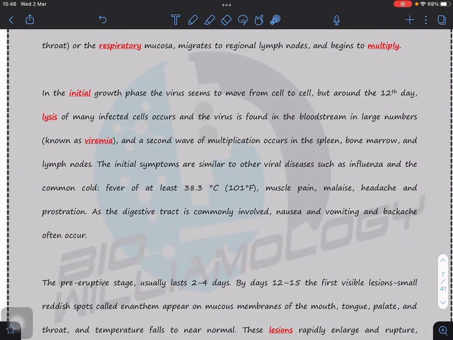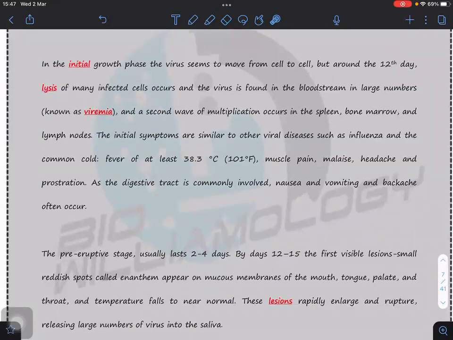The contamination of the blood with the virus is called viremia. Viremia basically refers to the blood. Here, emia means blood. Hypoglycemia: hypo means low, gly means glucose, so it means a lack of glucose in your blood. So emia here means the blood, and you have a second wave of multiplication occurring in the spleen and bone marrow. It starts from the respiratory tract, then spreads to your spleen, bone marrow, lymph nodes, and so on. The initial symptoms are quite similar to other virus infections: fever, muscle pain, headaches.